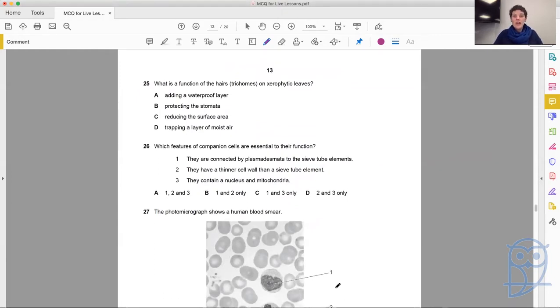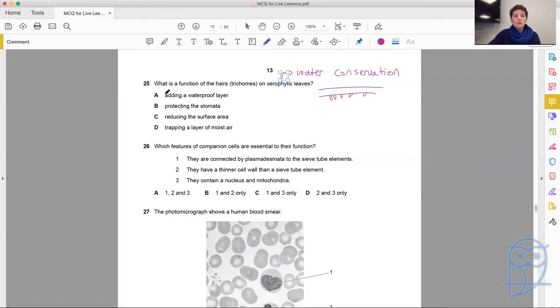25. What is a function of the hairs or trichomes on xerophytic leaves? So you stop and you think a moment. Xerophytic, we are water conservation. So when we're conserving water, what do the hairs do? If we look at the underside of the leaf, then we have the little hairs sticking out. So what are they doing? They are reducing that wind flow across the surface of the leaf. So they're actually trapping that moist air closer to the stomata, and that then reduces the gradient, and therefore we have less diffusion from the airspace into the external environment.